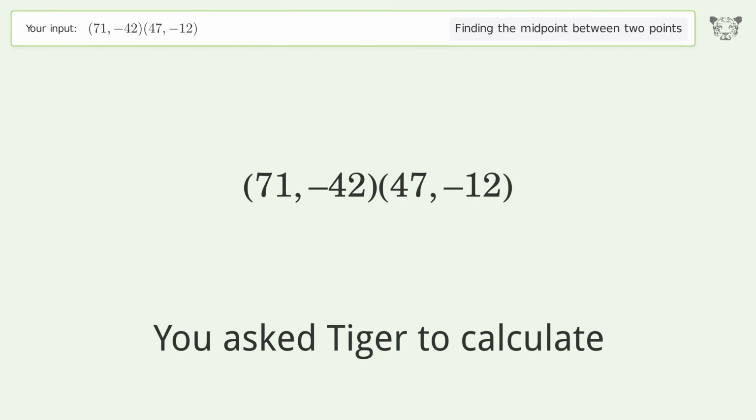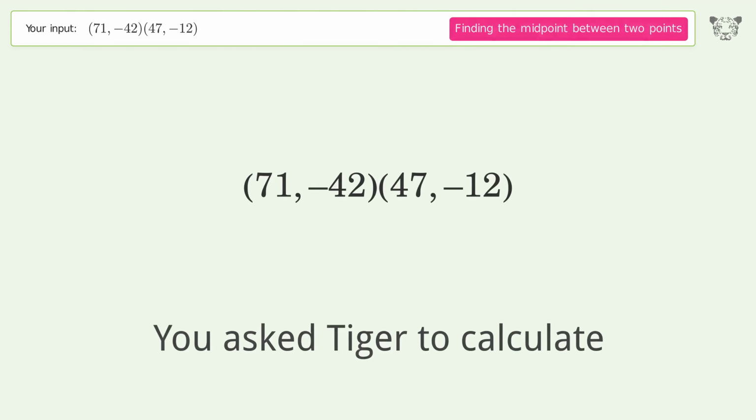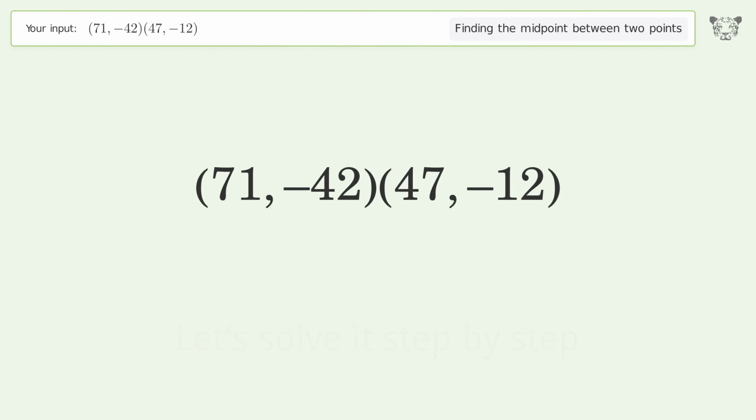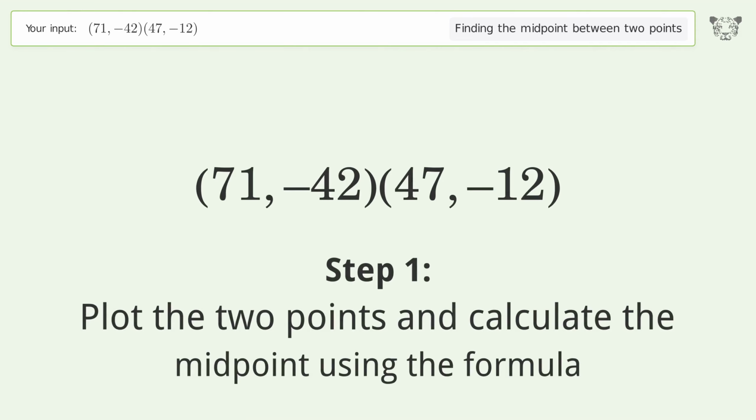You ask Tiger to calculate. This deals with finding the midpoint between 2 points. The midpoint between the 2 points is 59, -27. Let's solve it step by step. Plot the 2 points and calculate the midpoint using the formula.